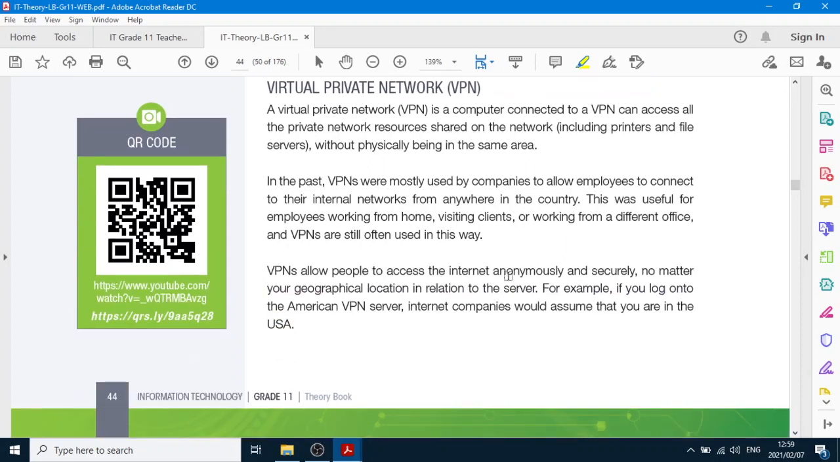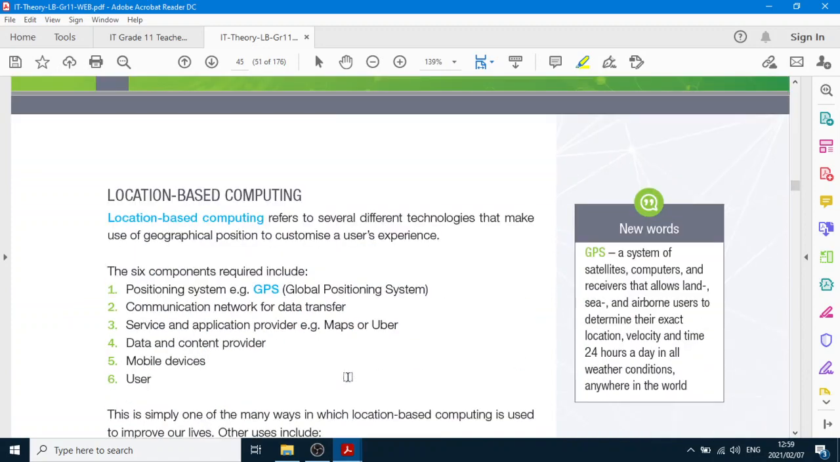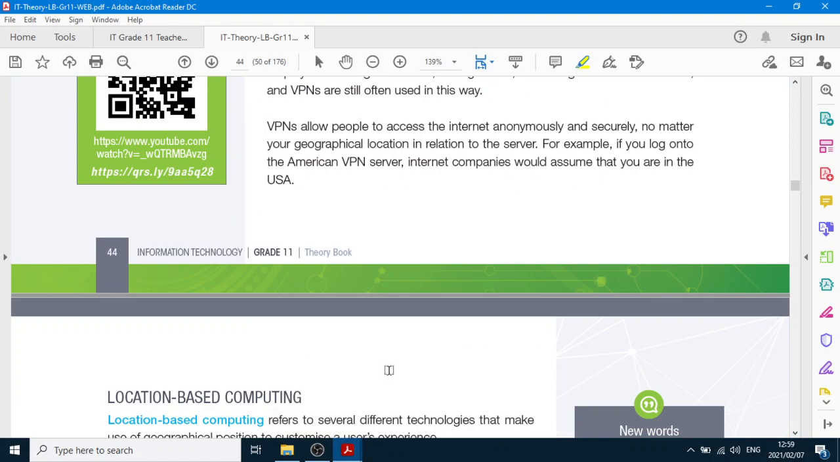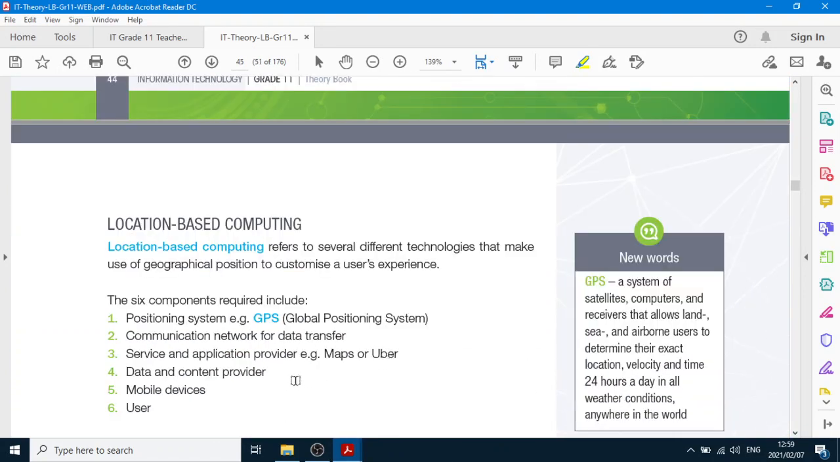But nowadays people are using them to pretend that they are geographically in a different area. Originally it was used for people to work from home. Sorry, now we're going to go to location-based computing, LBC. Basically technologies that make use of geographical position to customize a user's experience.